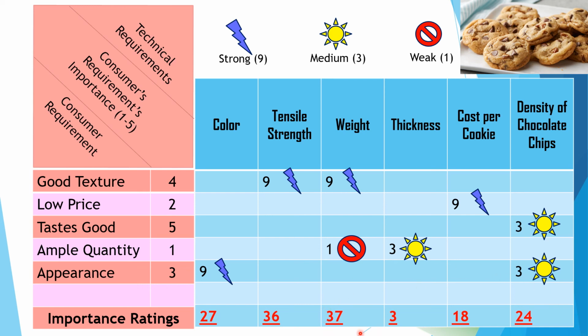So as you can see, this 37 is the highest rating. It means that this is the most important rating, hence the weight is the most important technical requirement to look at. But then we need to see that the thickness is given less priority, and hence we can introduce some technical attributes and evaluations that add more innovations or improvements in this area.